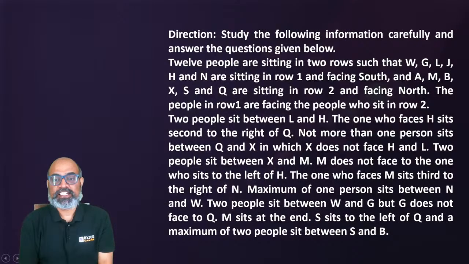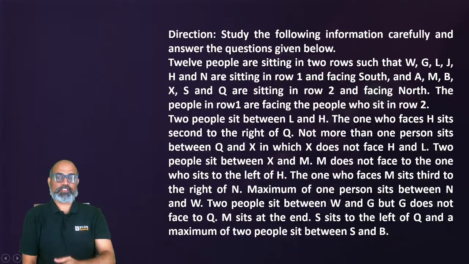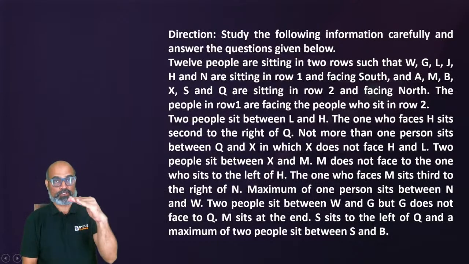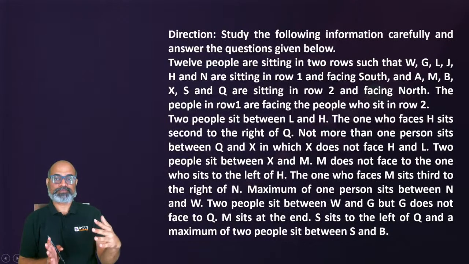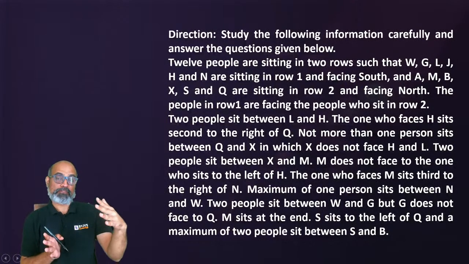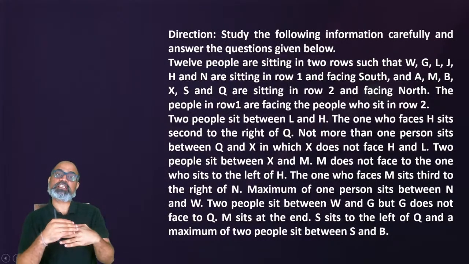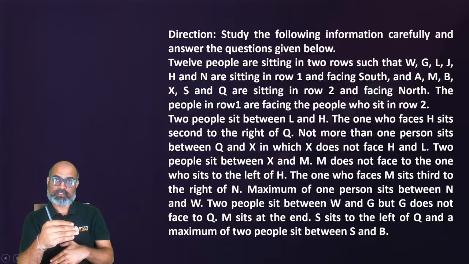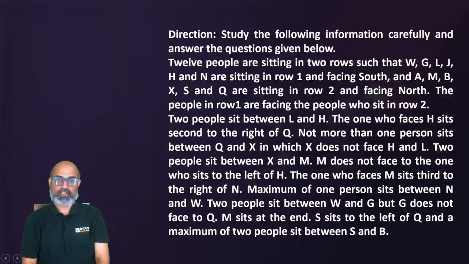So next set. 12 people are sitting in 2 rows such that W, G, L, J, H and N are sitting in row 1. So these are 6 people facing south. They are facing downwards, and A, M, B, X, S, Q are sitting in row 2 facing north. They are facing upwards. So in other words, they may be facing towards each other or they may be facing away from each other, right? Their backs may be facing each other.